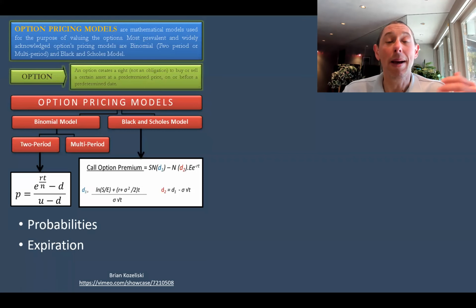Now, there are two basic methodologies for determining what an option is worth. One is a binary option model. One is a Black-Scholes model. The basic idea is you're trying to determine what the probability is that an option will be worth something, will be in the money at expiration. That helps you determine its current price.